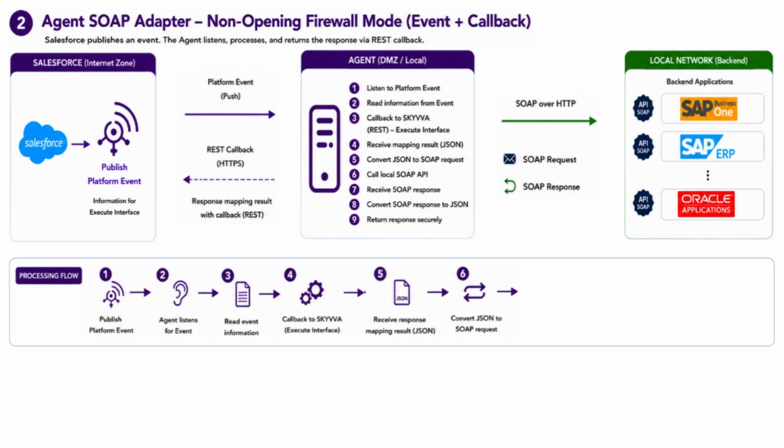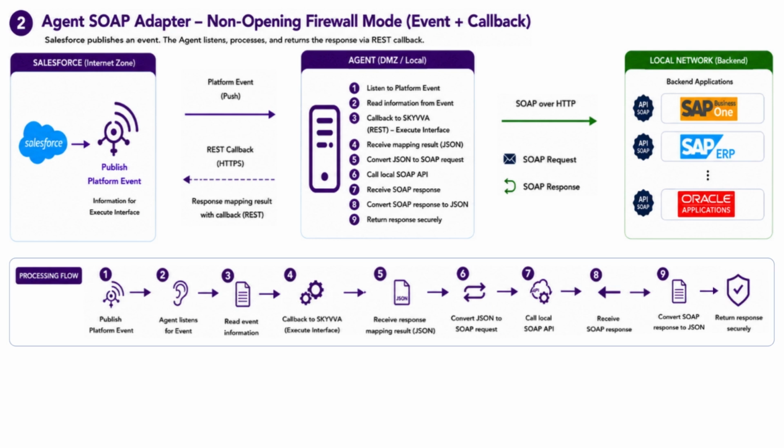Step 6. The agent converts the JSON into a SOAP request. Step 7. The agent calls the local backend SOAP API. Step 8. The backend system returns a SOAP response. Step 9. The agent converts the SOAP response back into JSON and returns the response securely to Salesforce.